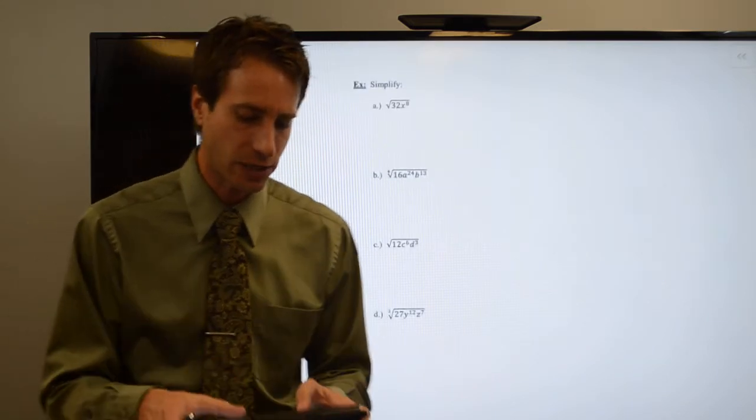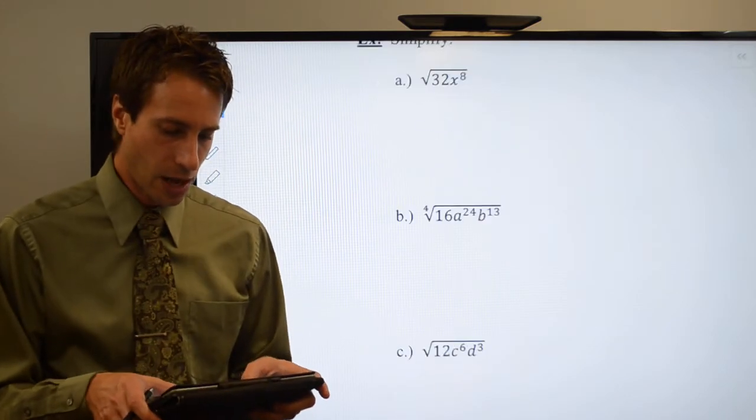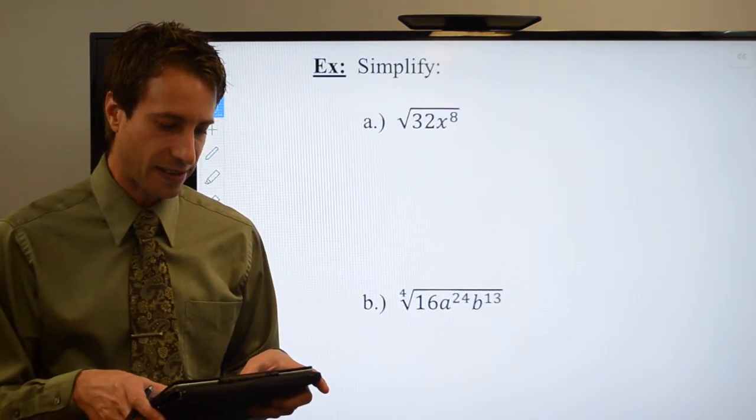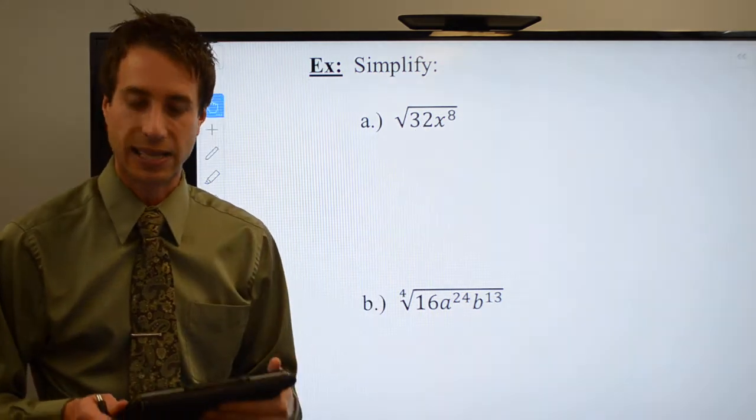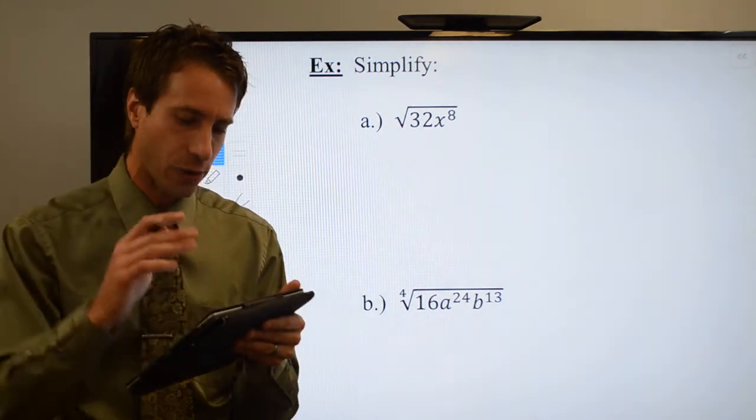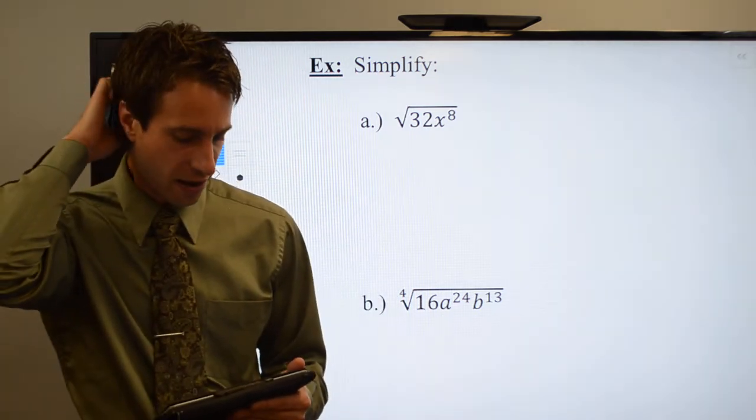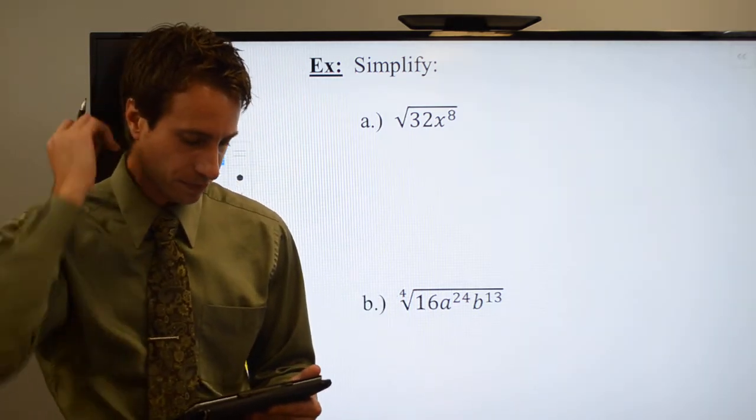So here we go, our first example problem. I want you to go ahead and simplify this guy right here. I want you to simplify the square root of 32x to the 8th. All right, we're going to start off with a fairly simple one here.